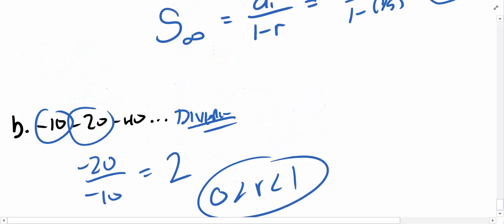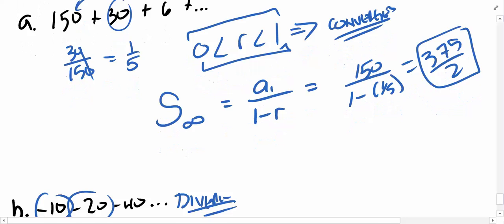So there you go. Part A converges, and you get 375 over 2. Part B does not.